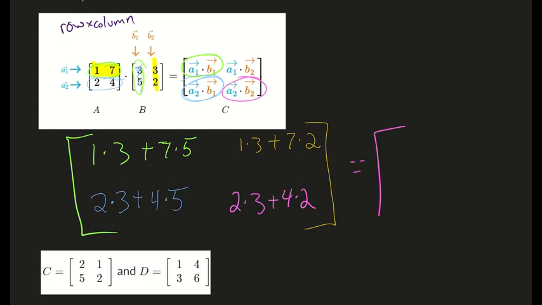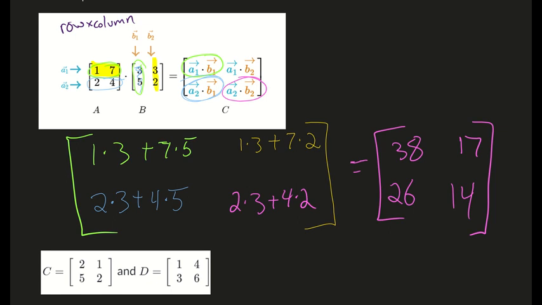So when we go through and simplify that, we have 3 plus 35, so that's going to be 38. 3 plus 14. 6 plus 20. And then 8 plus 6. So there is our product of these matrices.